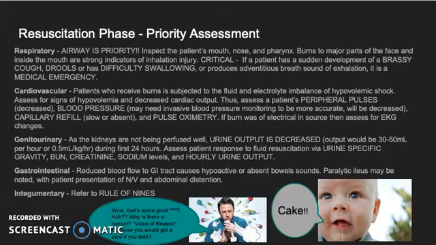For gastrointestinal, reduced blood flow to the GI tract causes hypoactive and absent bowel sounds. Paralytic ileus may be noted with patient presentation of nausea, vomiting, and abdominal distension. For integumentary, refer to the rule of nines.